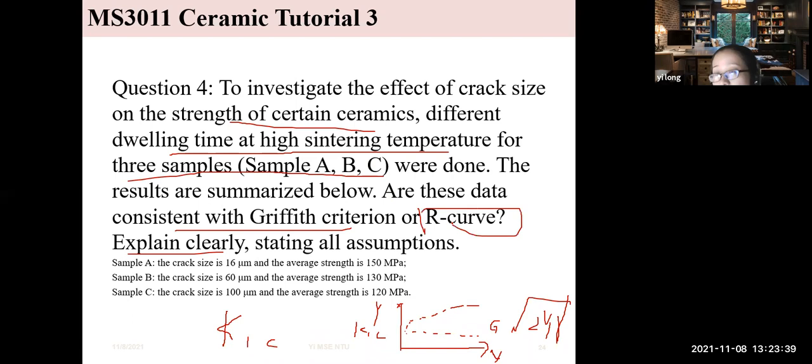So can you type down the important concept here? Griffith's criterion refers to the super brittle case, and the fracture toughness is a fixed value. But if it's R curve, it is a toughened case, which means your K1C, the toughness, is not a fixed value anymore.